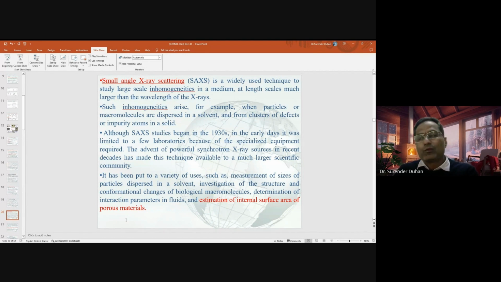Normally, people are not using this small angle XRD. Those people who are working in the area of porous materials are using small angle XRD, because small angle XRD or small angle X-ray scattering is used to determine the pore order and pore structure of your porous materials.